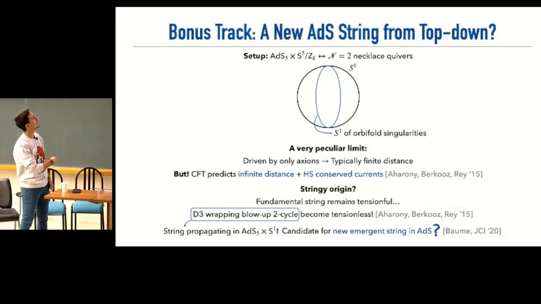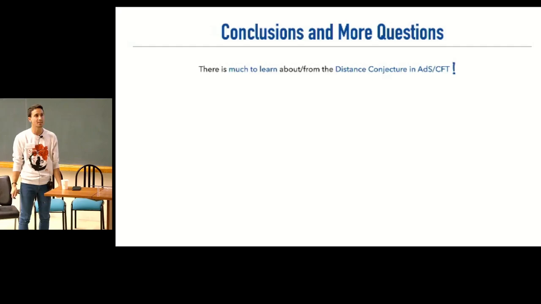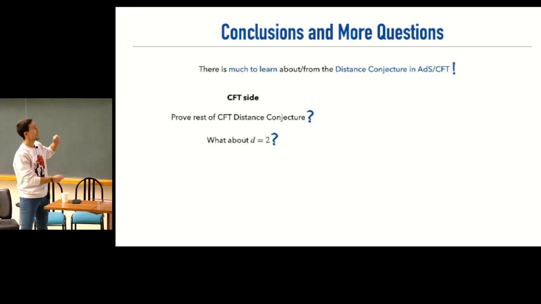string. So to finish with some conclusions, let me just say that there is much to learn about the distance projection in AdS/CFT. I think this is a very interesting direction, not only about it, but also from it. For instance, on the CFT side, one would say, what about the rest of the CFT transformations? We need to prove it. What about B plus 2?